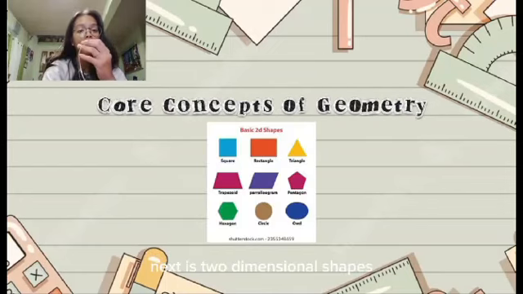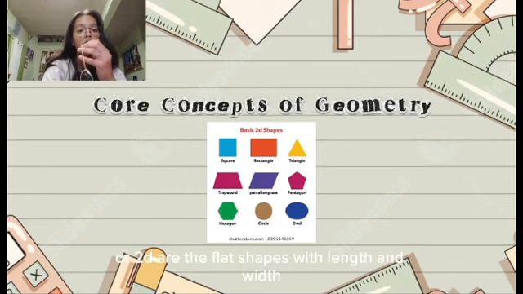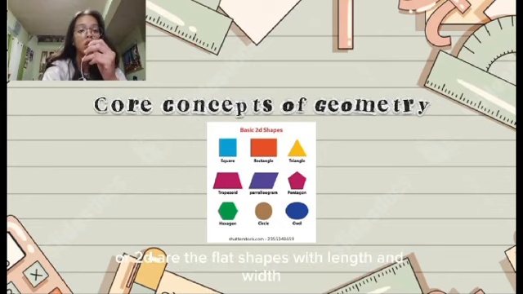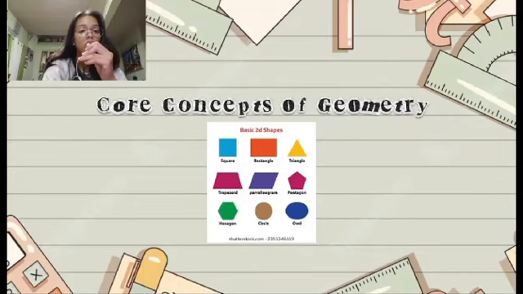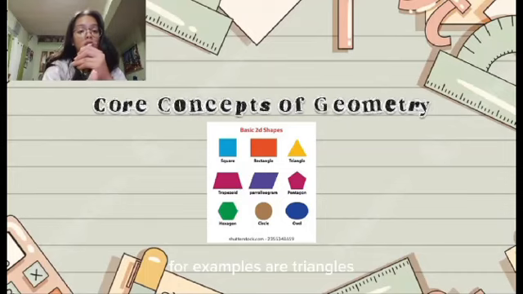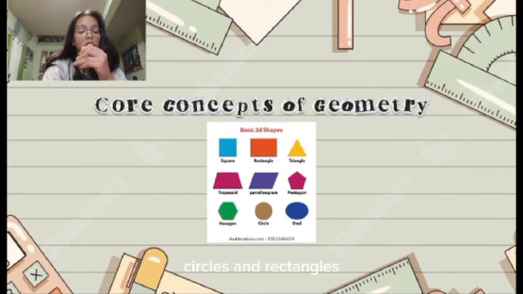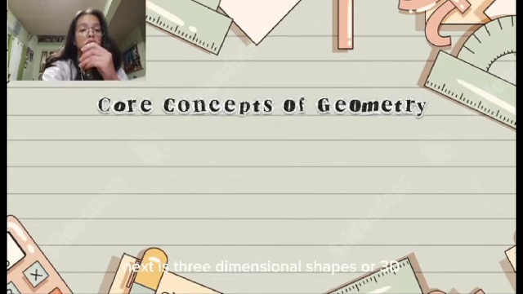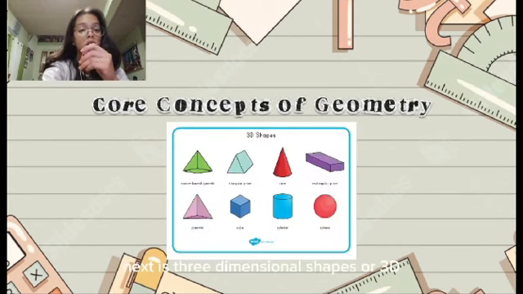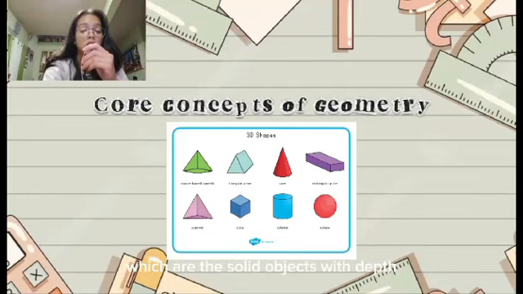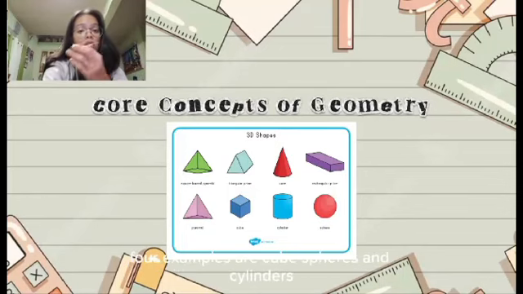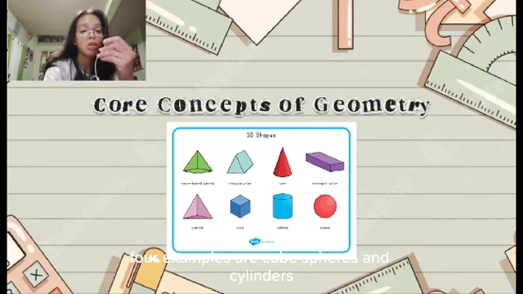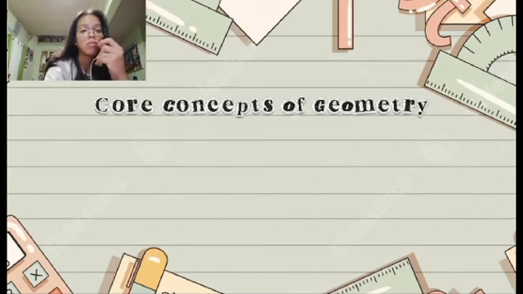Next is two-dimensional shapes, or 2D, which are flat shapes with length and width. Examples are triangles, circles, and rectangles. Next is three-dimensional shapes, or 3D, which are solid objects with depth. Examples are cubes, spheres, and cylinders.